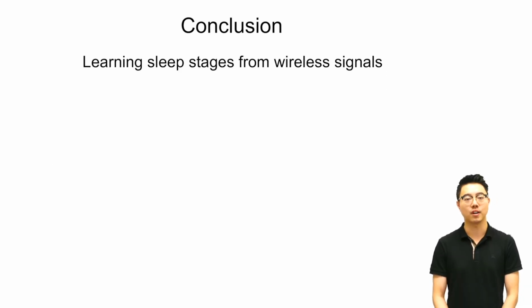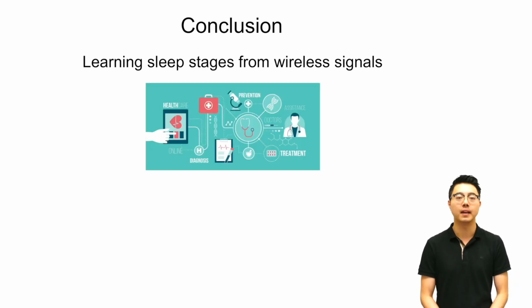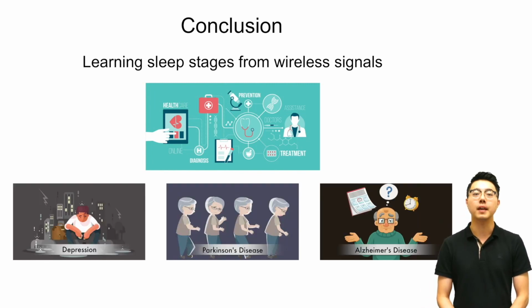So in today's talk, I have told you how we can learn sleep stages from wireless signal. We believe our work can be extended along multiple axes. On one hand, this model itself has implications beyond sleep staging. It can be used for other types of healthcare data where there's a strong need for generalization across individuals. On the other hand, being able to monitor sleep, as we discussed earlier, can be used for understanding the connection between sleep and many other diseases.